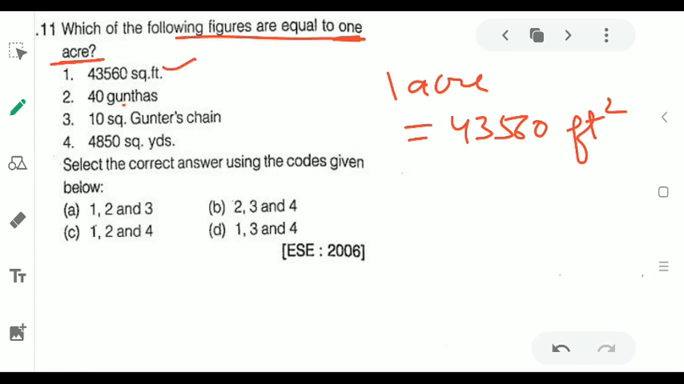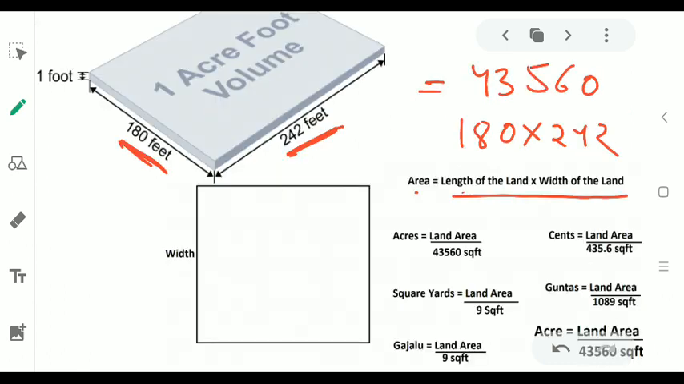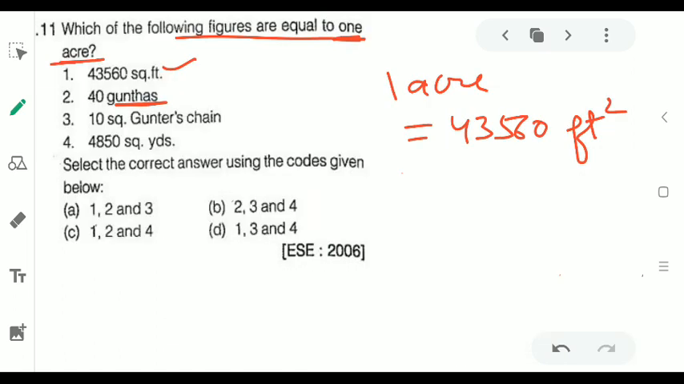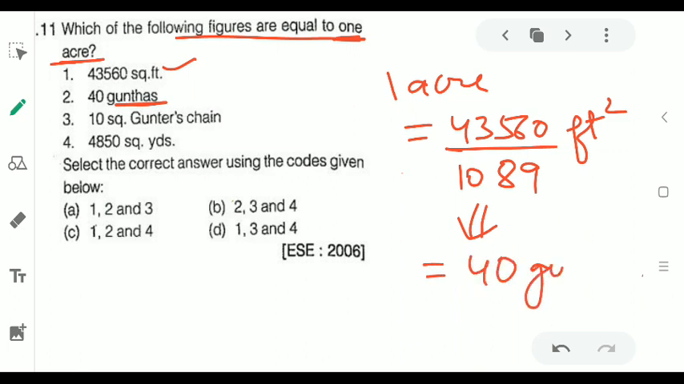Then what is this guntas? There are certain conversion factors. Guntas is basically your land area in square feet divided by 1089 square feet. That will give you the value in guntas. Since we got the area as 43560, we divide it by 1089 and we get the value in guntas, which comes out to be 40 guntas. So option 2 is also correct.